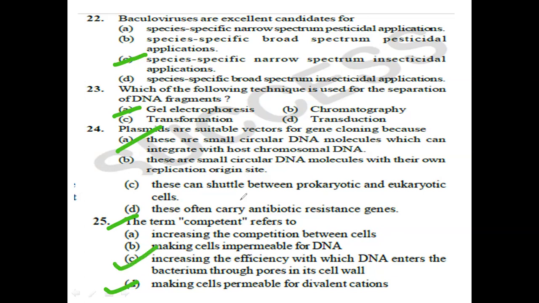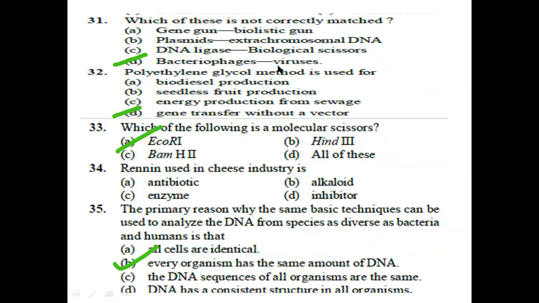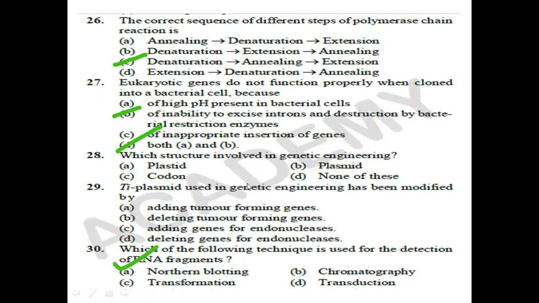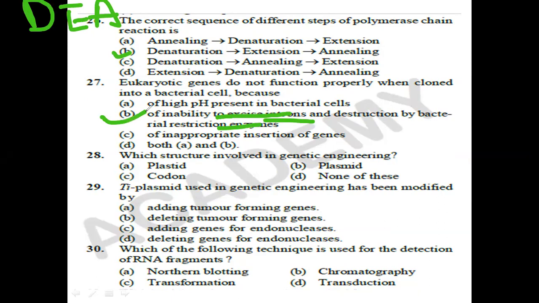The term competent refers to increasing the efficiency with which DNA enters into the bacterium through the pores that are formed on their cells. The correct sequence of polymerase chain reaction steps is: first denaturation, second extension, third annealing. Eukaryotic genes do not function properly when cloned into bacterial cells because they have both exons and introns, and bacteria cannot excise the introns. Therefore, option A.